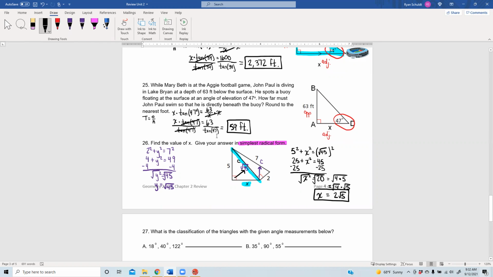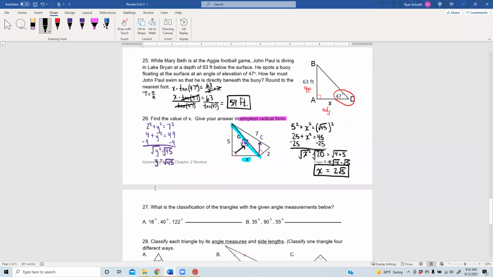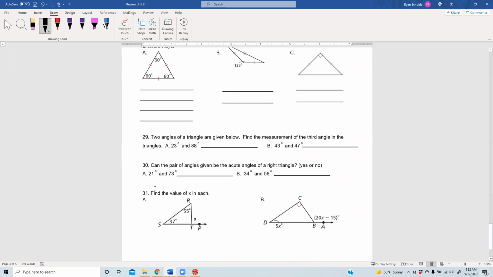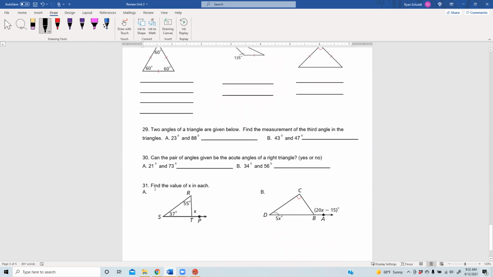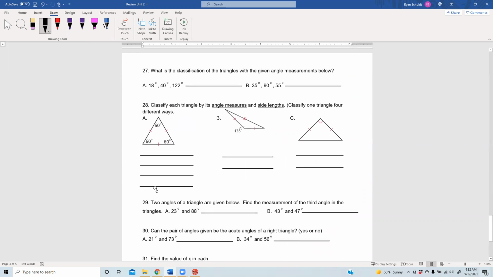Okay, so up until this point, we've dealt with pretty much nothing but right triangles. So now let's grab the first day of the unit that we haven't really talked about yet. Now we're just going to be talking about triangles in general. 27 asks us to classify the triangles based on the angle measurements.